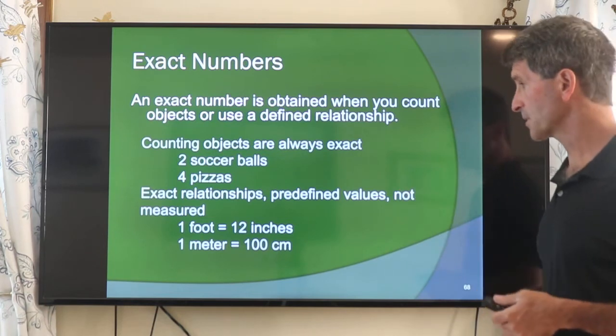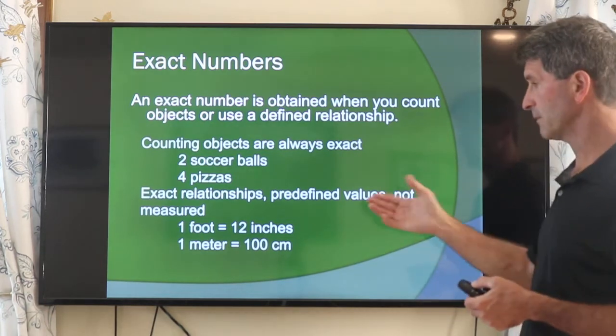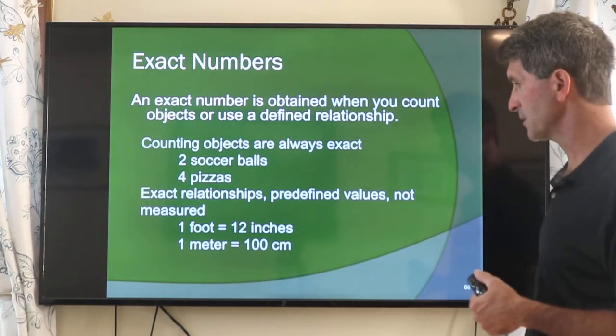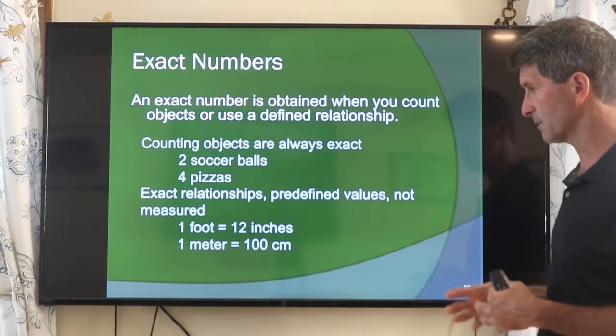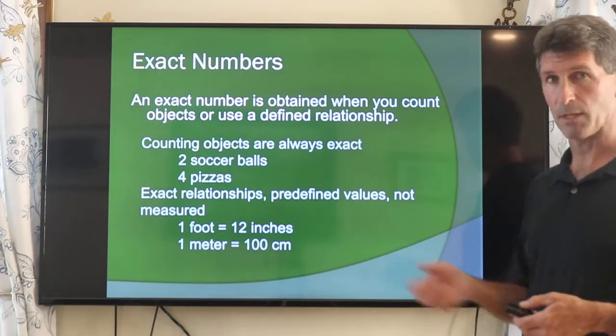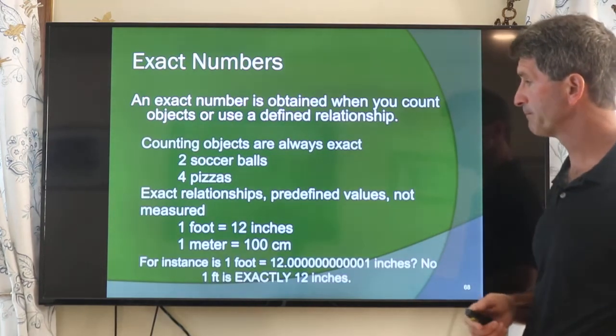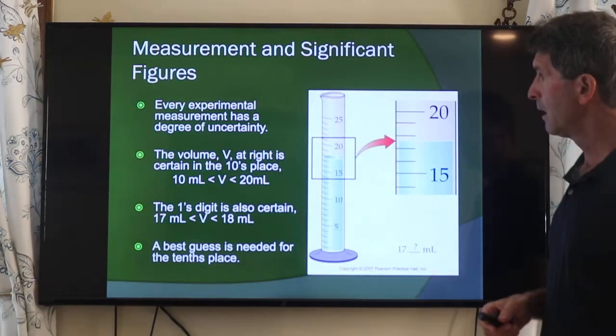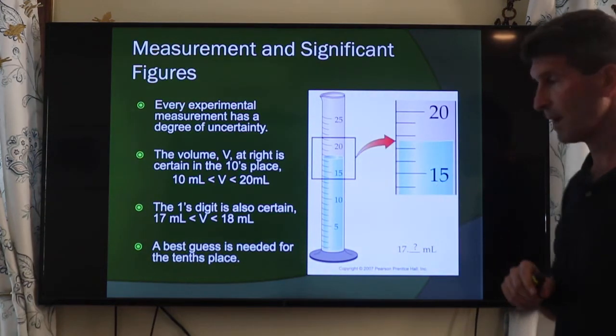Exact relationships are predefined values. 1 foot always equals 12 inches. 1 meter always equals 100 centimeters. There is no uncertainty in making those conversions, which will be introduced when the conversions are made. Compare that to measured values.